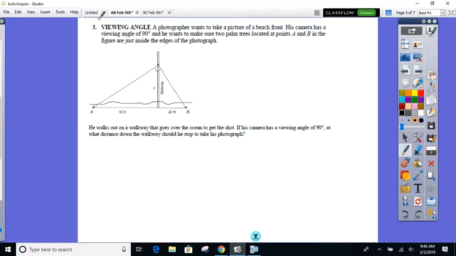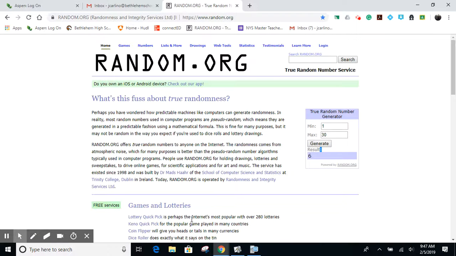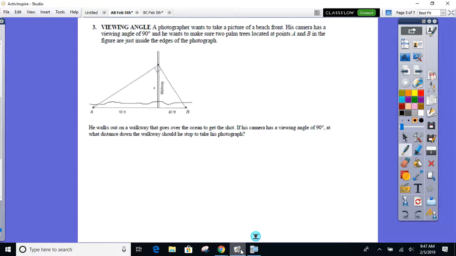So he's going to go on a walkway that goes over the ocean. His camera has a viewing angle of 90 degrees. What distance down the walkway should he stop to take his photograph? So looking for the walkway here. What is the walkway acting as in that diagram? That's the altitude. So Matt, if I need to find the altitude, I should probably use what device? SAS. Here we go, everybody.